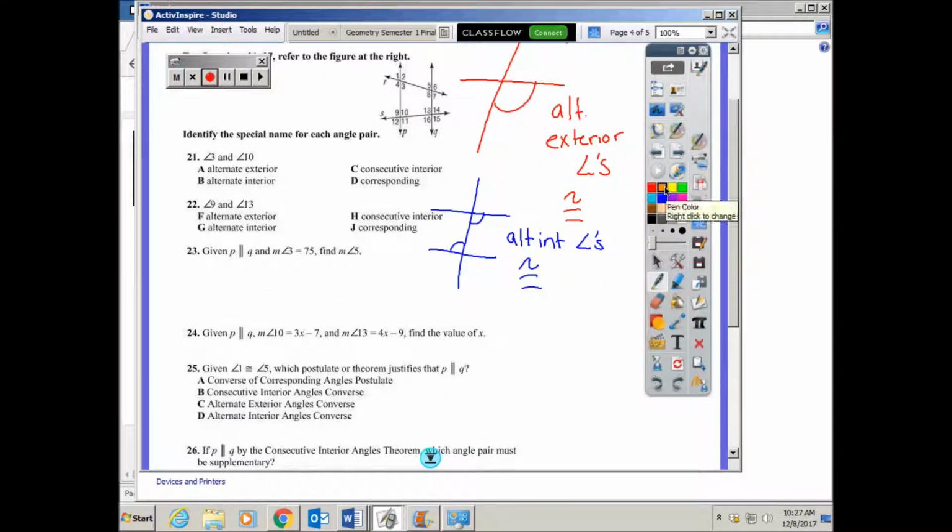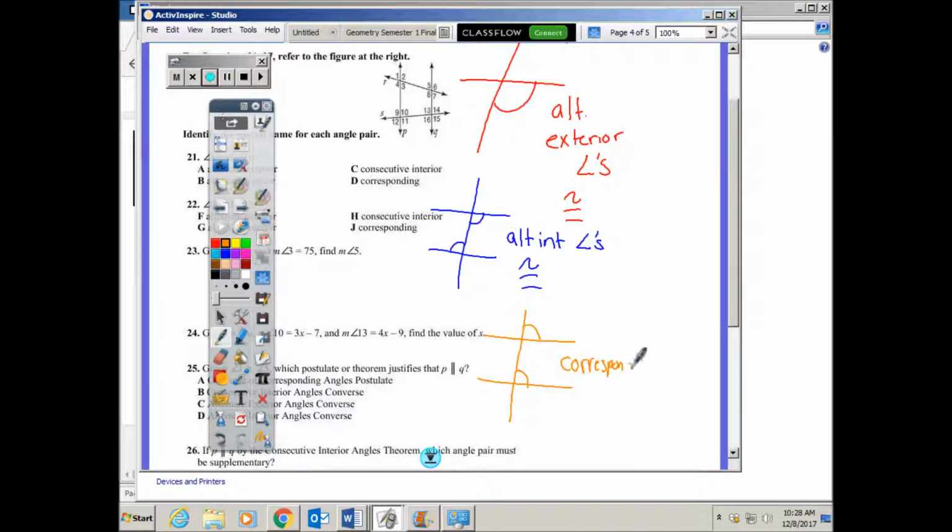And then we had corresponding. I'm going to run out of room here. Corresponding angles. And corresponding angles are congruent to each other. Correct?